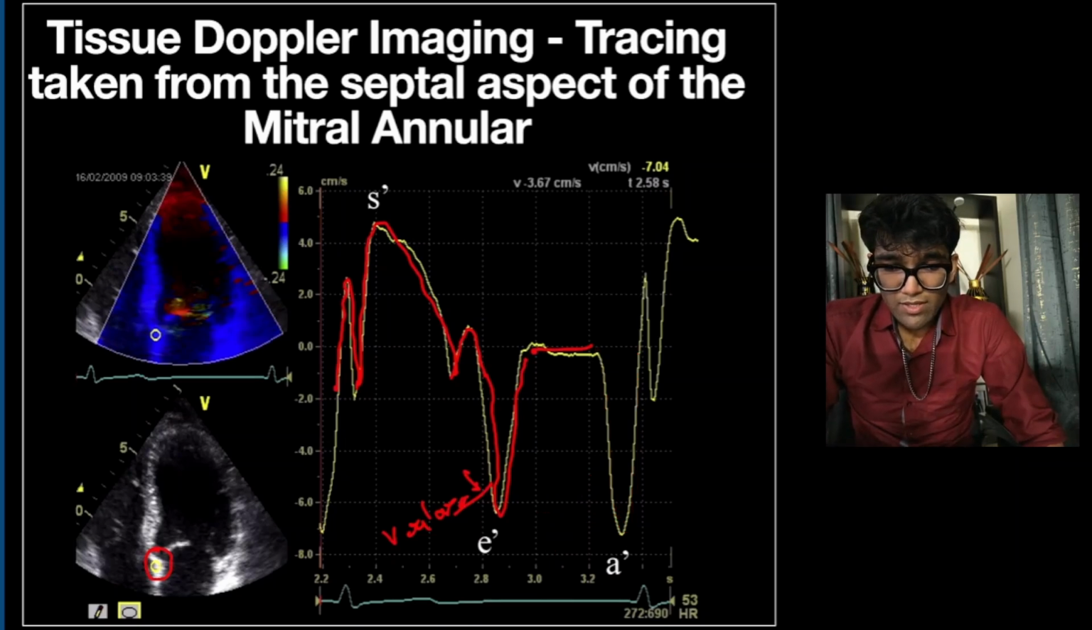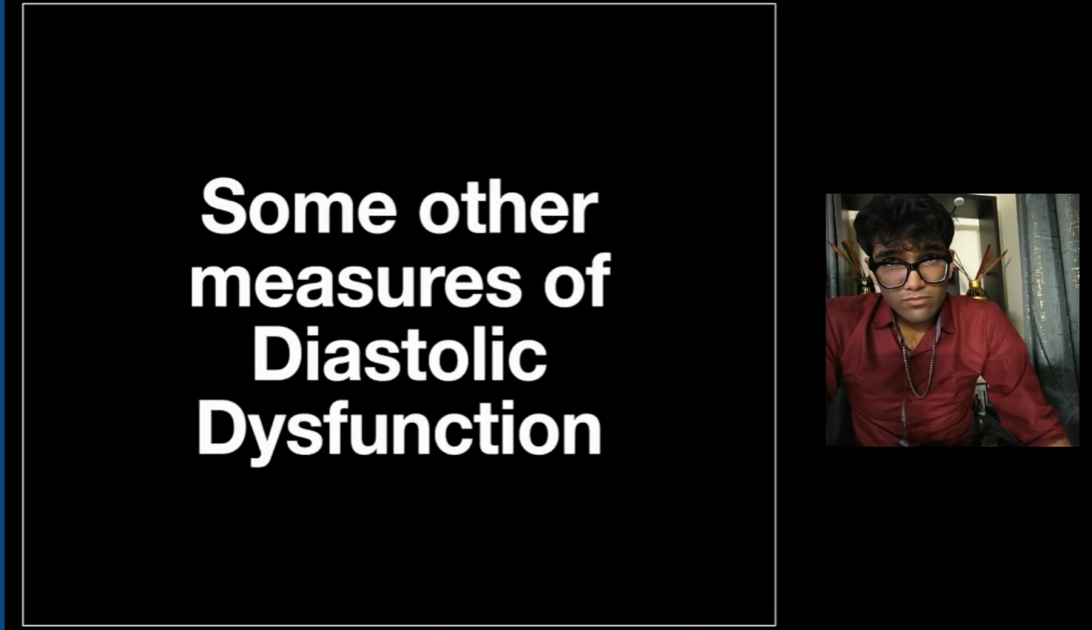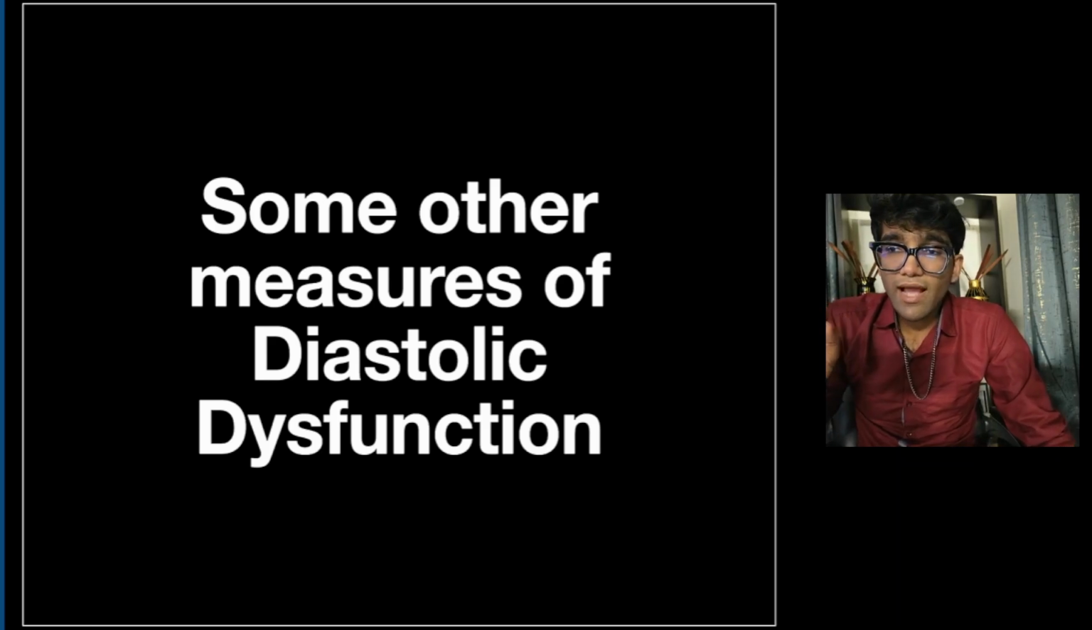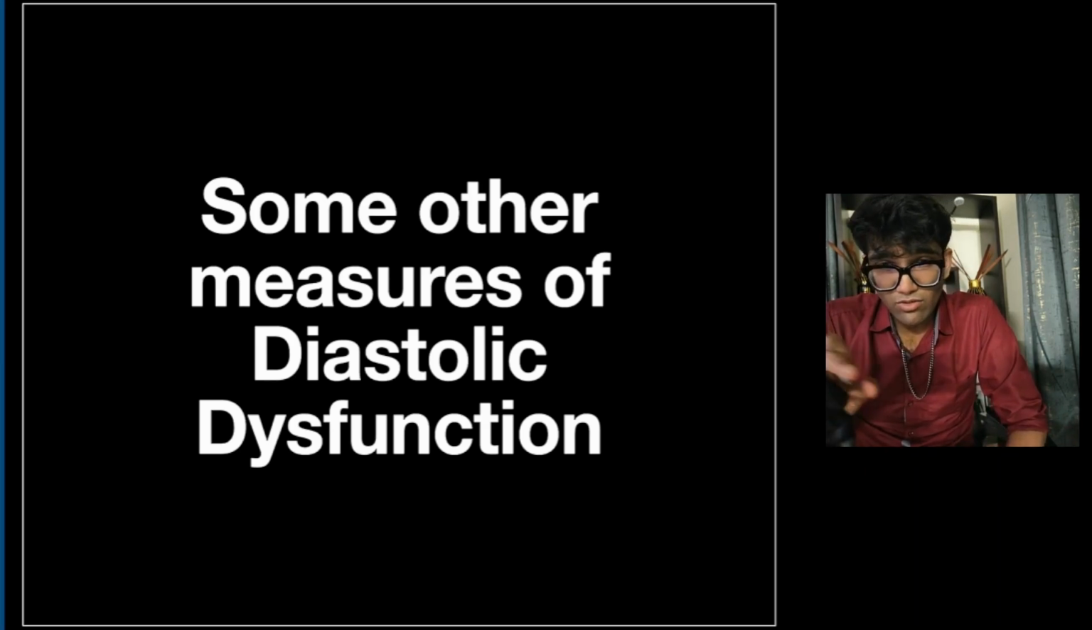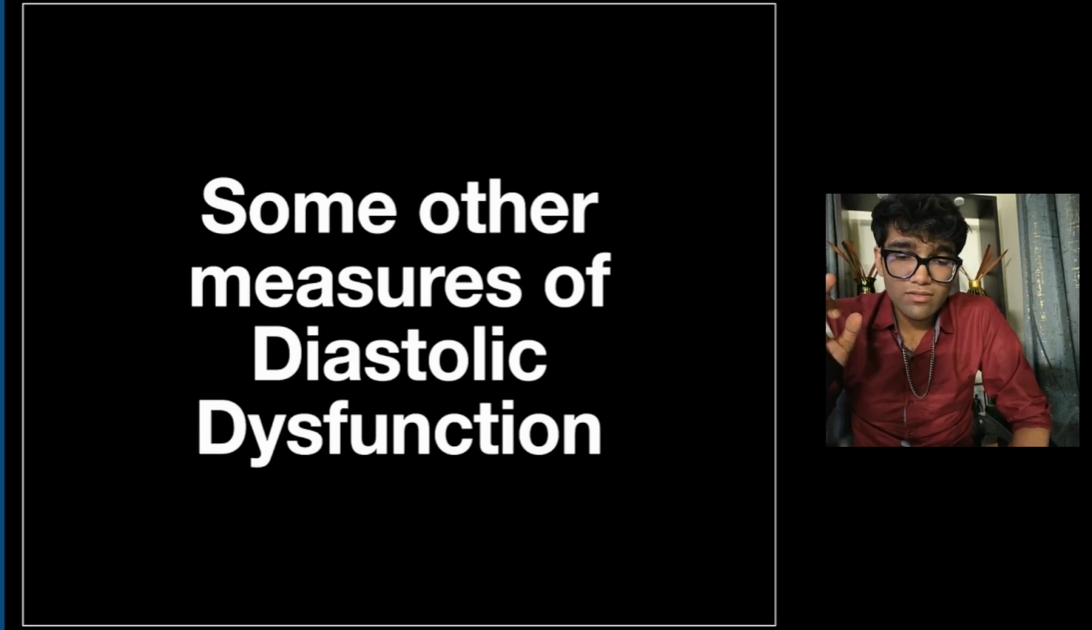So once we have this curve, what do we do? We essentially measure the E prime velocity almost as an absolute term. So the absolute values of E prime velocities are checked on the medial and the lateral ventricular aspect, and then accordingly we will say whether diastolic function is normal or not.